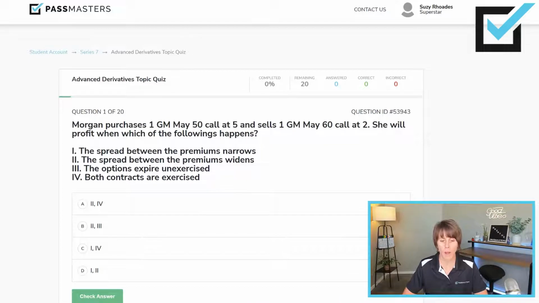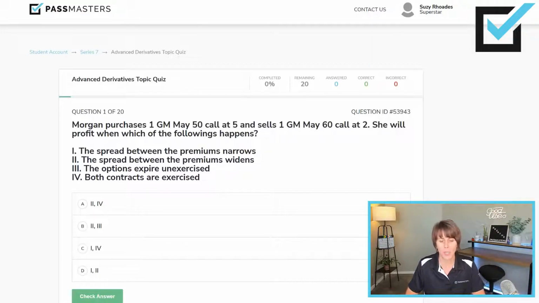Morgan purchases one GM May 50 call at 5 and sells one GM May 60 call at 2. She will profit when which of the following happen? So we have 4 choices here, but before we even look at those, I need to get this written down. When you're taking your test, you have to write on your scratch paper, erasable whiteboard thingy. You shouldn't just try to do all of this in your head.